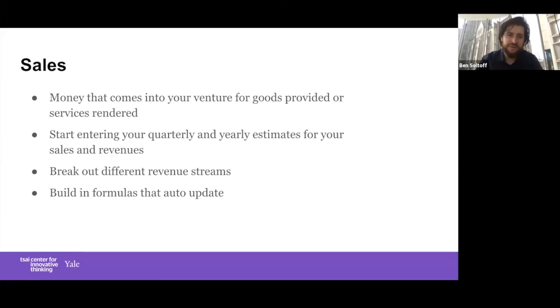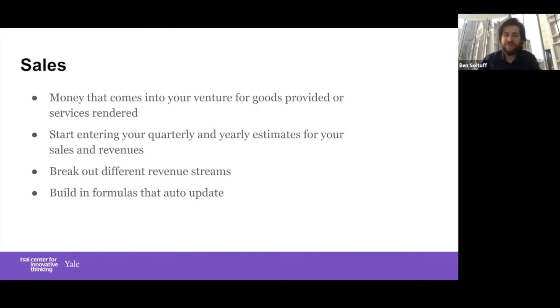So to enter information into the sales tab, I would be thinking on a quarterly, maybe even a monthly basis, of what is the money that's coming in terms of sales and revenue, and then building that up to the yearly level. You can break out different revenue streams. In the case of the lemonade stand, there's just one revenue stream, which is selling lemonade. But we'll actually add to that in future modules with multiple revenue streams.